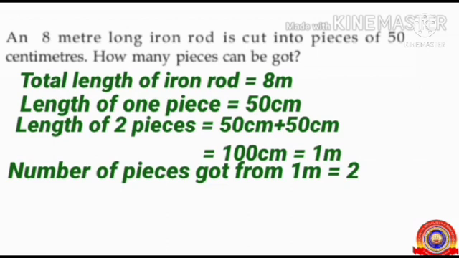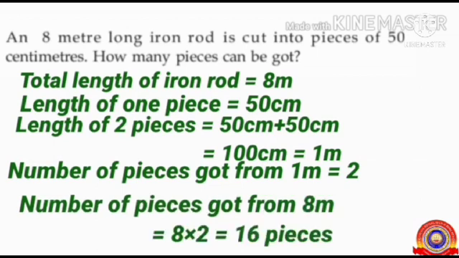Here we have to find out how many pieces can be got from 8 meters. You know that we got 2 pieces from 1 meter. So number of pieces got from 8 meters equals 8 times 2. That is 8 into 2 equals 16. So children, when an 8 meter long iron rod is cut into pieces of 50 centimeters, we got 16 pieces.